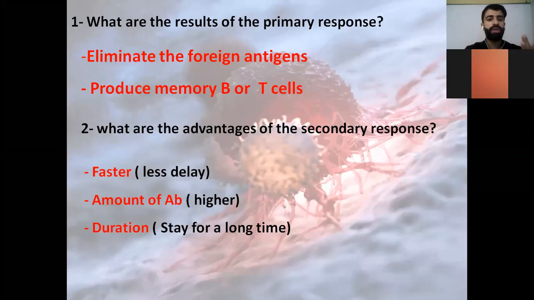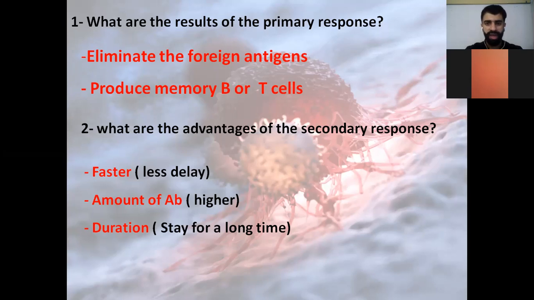So the memory B and T cells are needed in the secondary, but they are produced in the primary immune response. They are needed in order to help recognize and get rid of the foreign antigen immediately, after a short period of time.